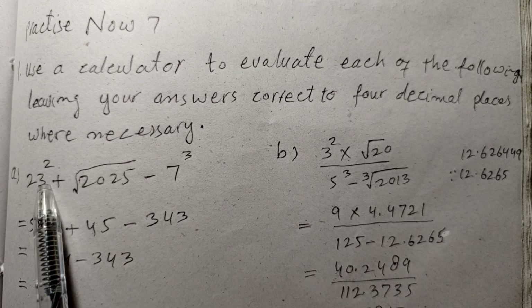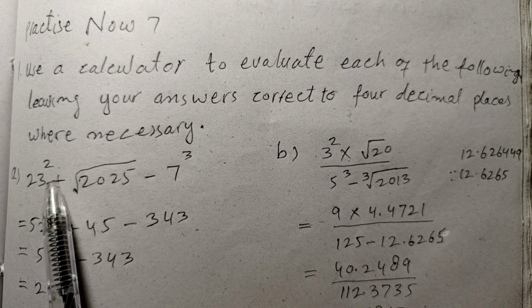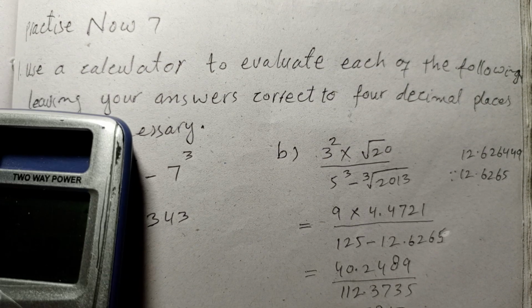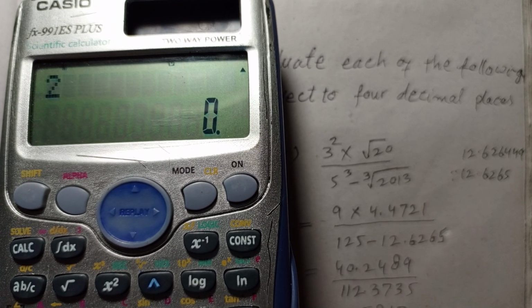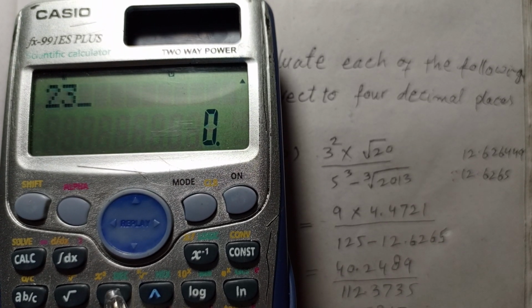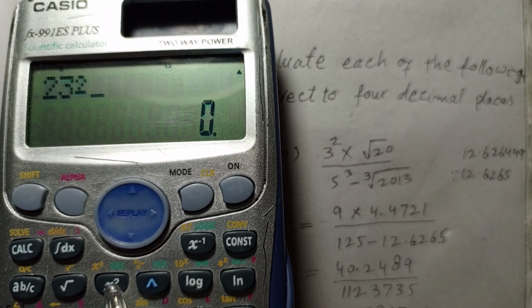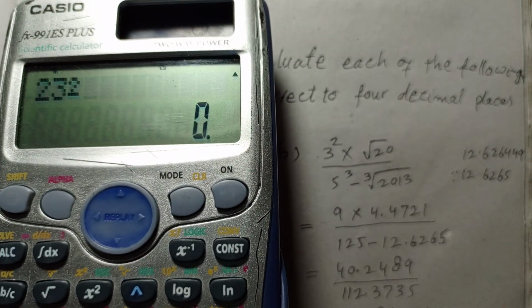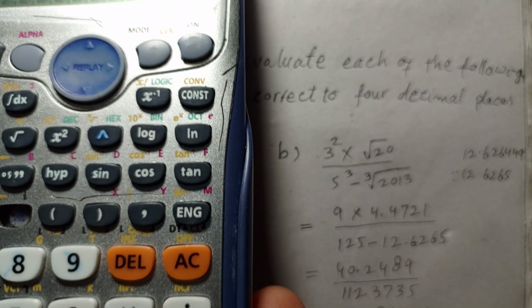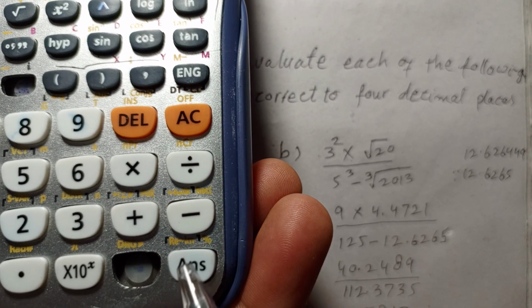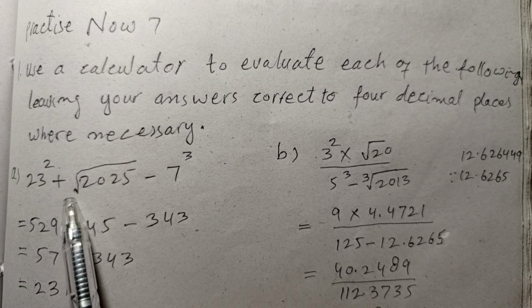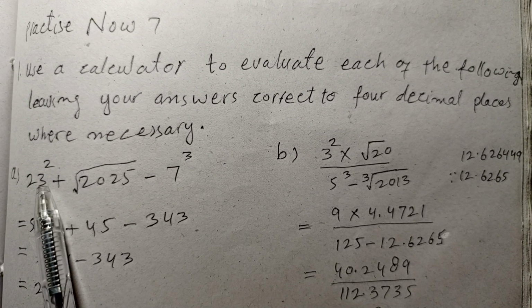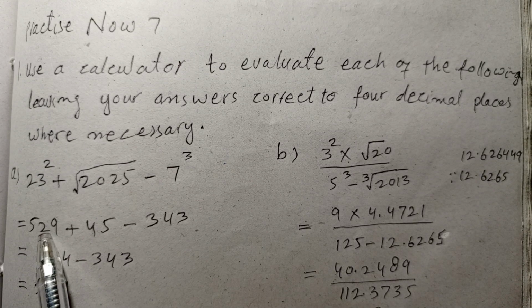So for part A, we have to find the square of 23. You will write 23 in your calculator, because he has asked us to use a calculator here, and then you will press x square, and then press the answer key. You will find the answer 529. So I have written 529 instead of 23 square.